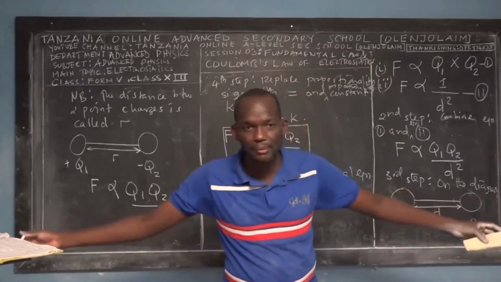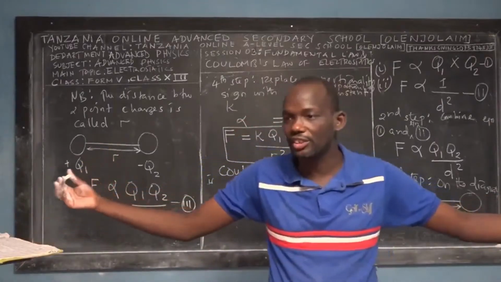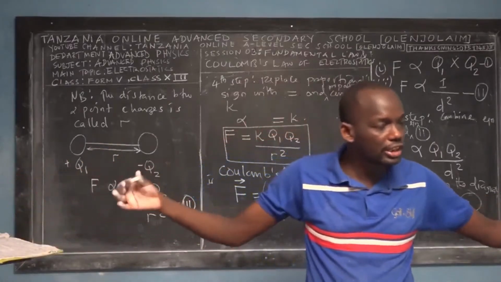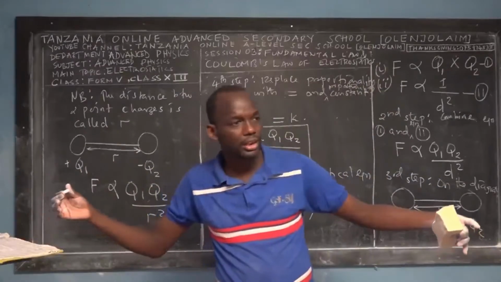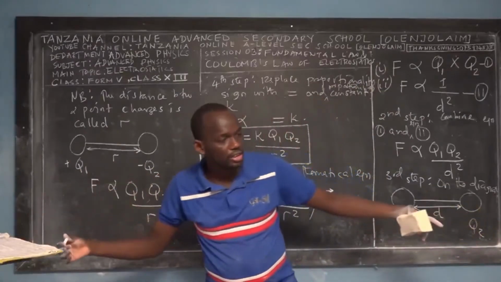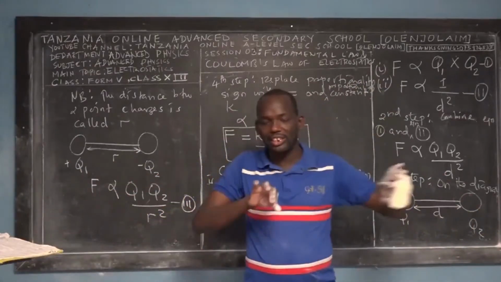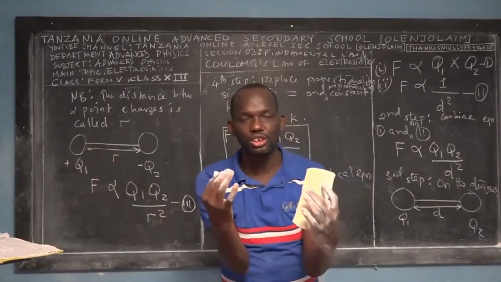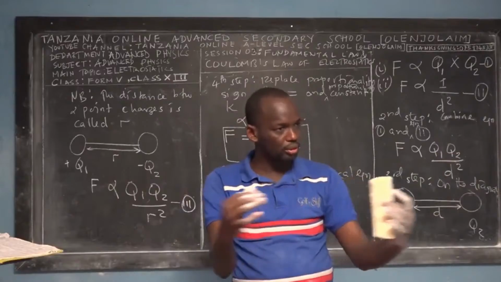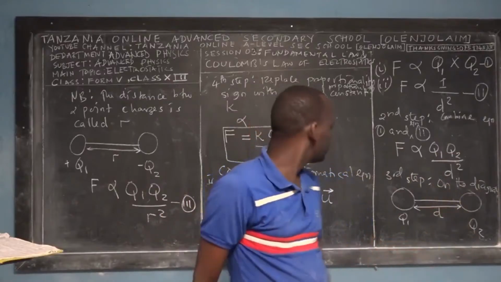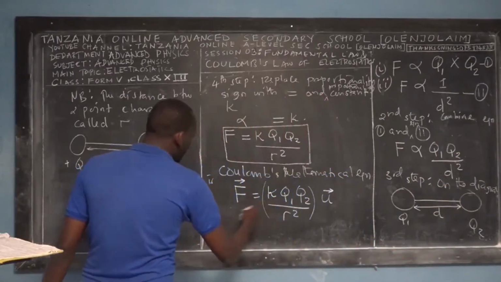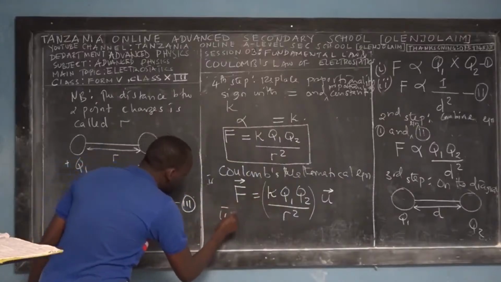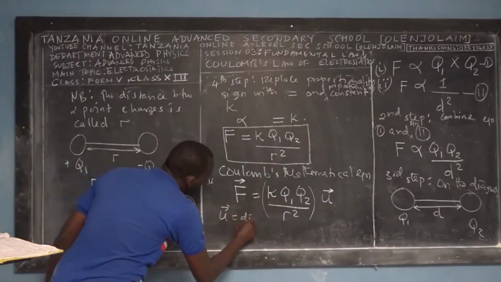Why? Because the fundamental law of electrostatics has already stated that like charges repel, right? And unlike charges attract. Like charges repel, so there is a push force. And unlike charges attract, so there is what we call a pull force, right? So this is the U. This is what we call the directional vector.